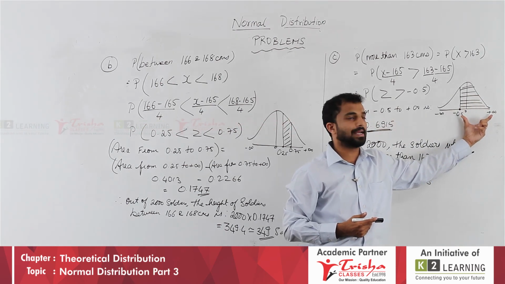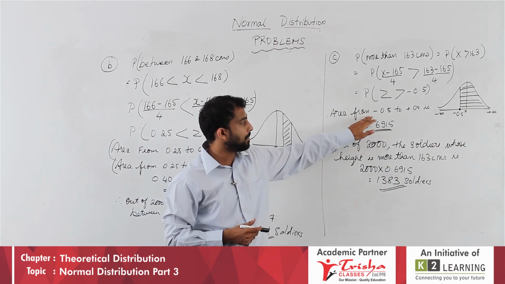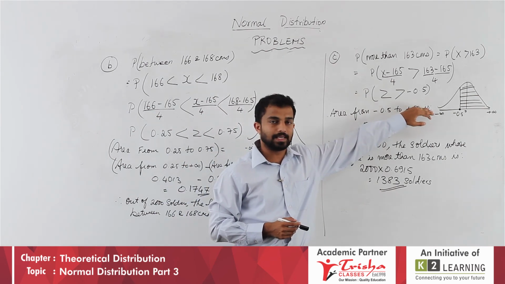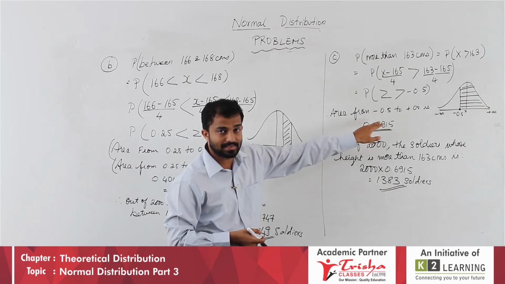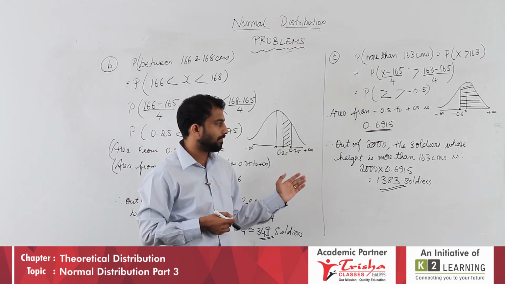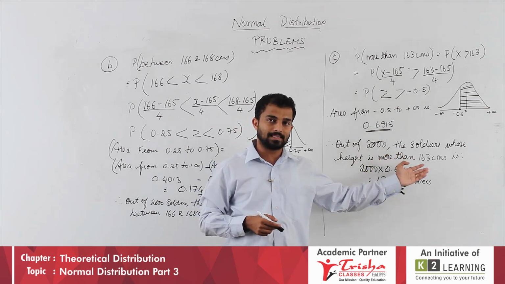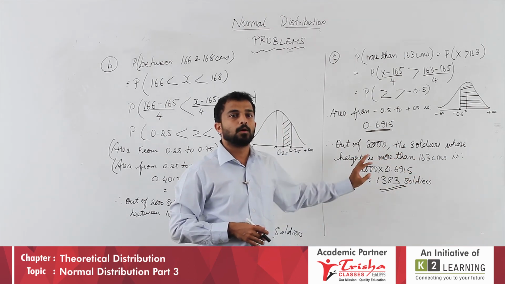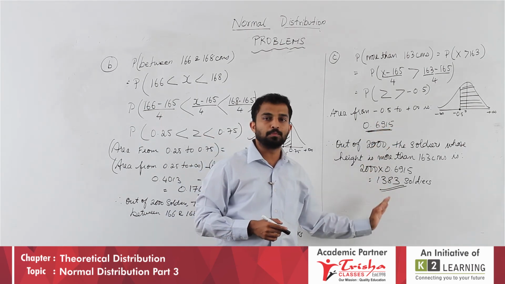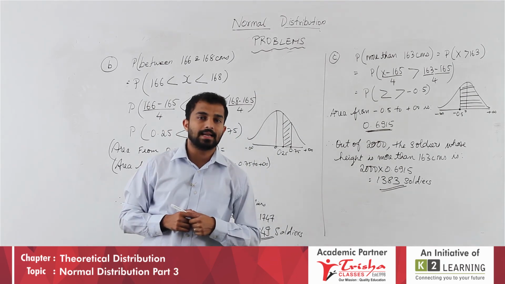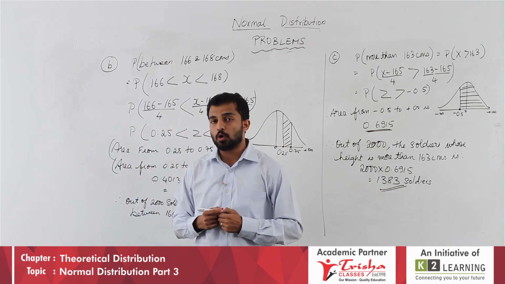To plus infinity, the area is always given in the normal distribution tables. So what is it? Area from minus 0.5 to plus infinity. I am sure you all are smart and you have got the answer by now. It is 0.6915. Therefore, out of 2000, the soldiers whose height is more than 163 centimeters is nothing but 2000 into 0.6915, and that should be 1383 soldiers.